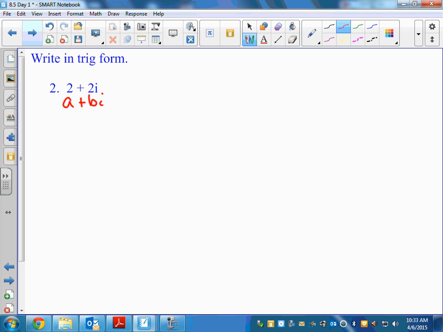So if it's in complex form, you know right away that A equals 2 and B equals 2. Could you find R if you know A and B? Yep. Because R is just the square root of A squared plus B squared, so that's just going to be the square root of 4 plus 4, which is 2 square root of 2.